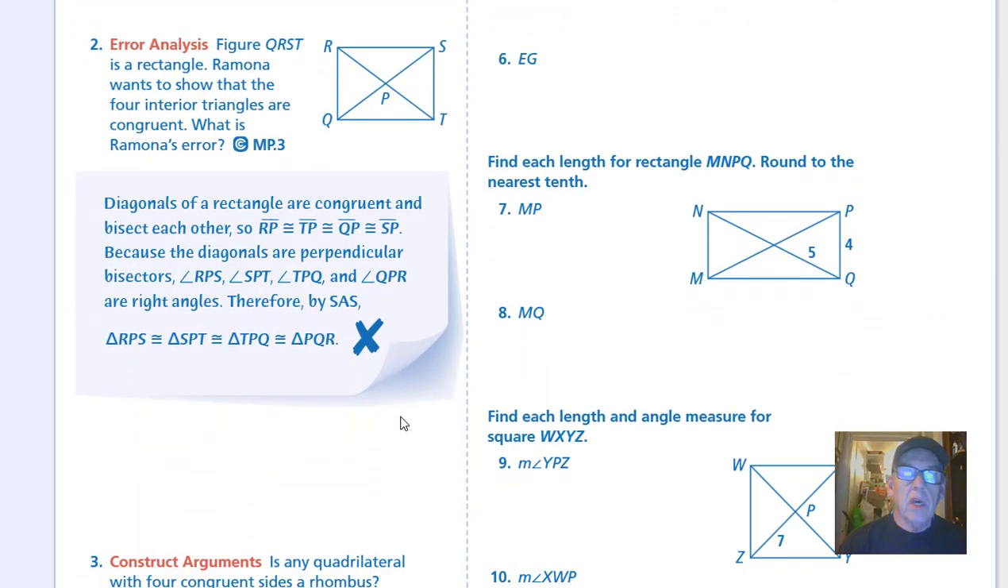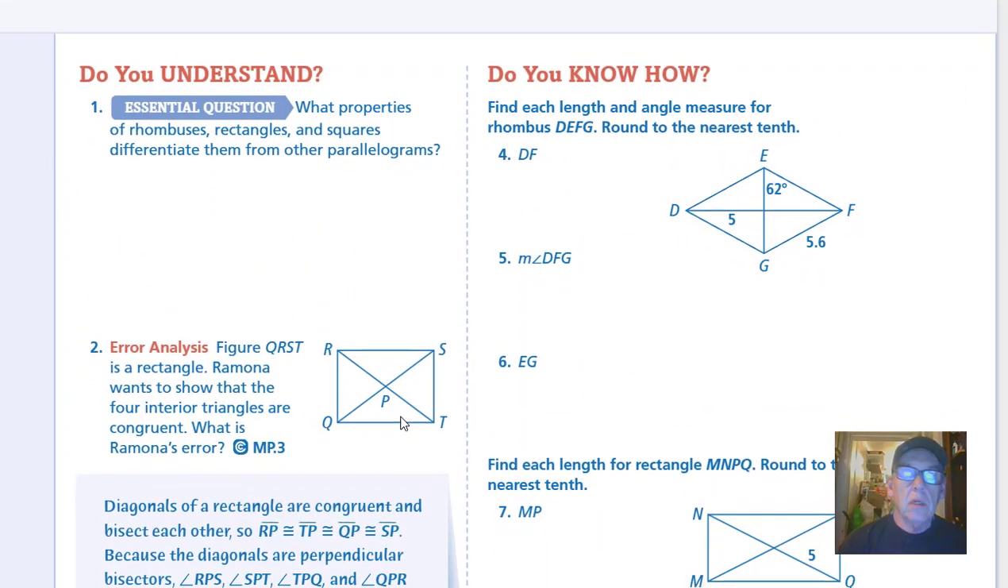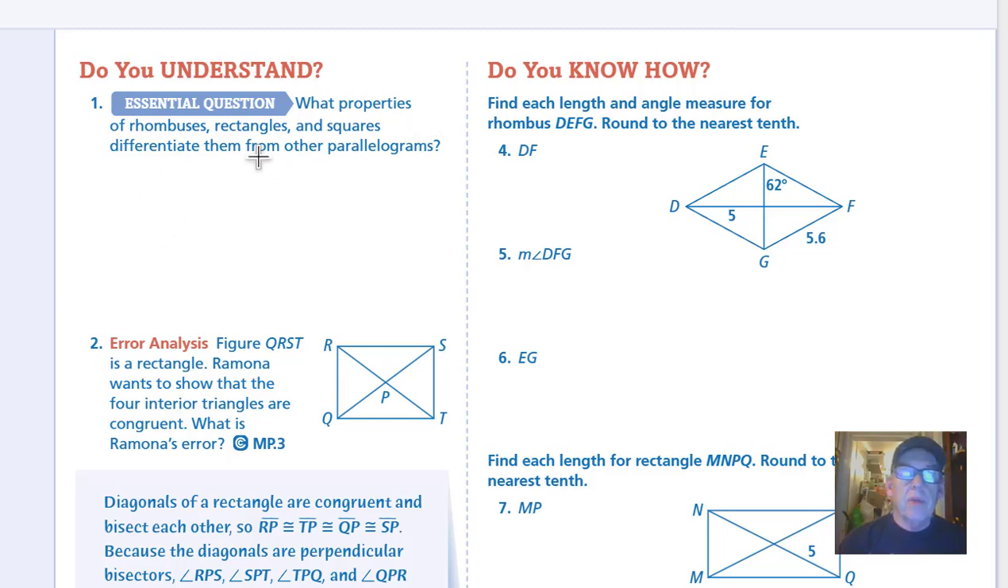Okay, let's look at number 1. What properties differentiate them from other parallelograms? Okay, regular parallelograms just have opposite sides parallel and opposite sides congruent. Rectangles have opposite sides congruent and in addition have a right angle. A square has opposite sides congruent. It actually has all sides congruent and a right angle. And a rhombus has all sides congruent.